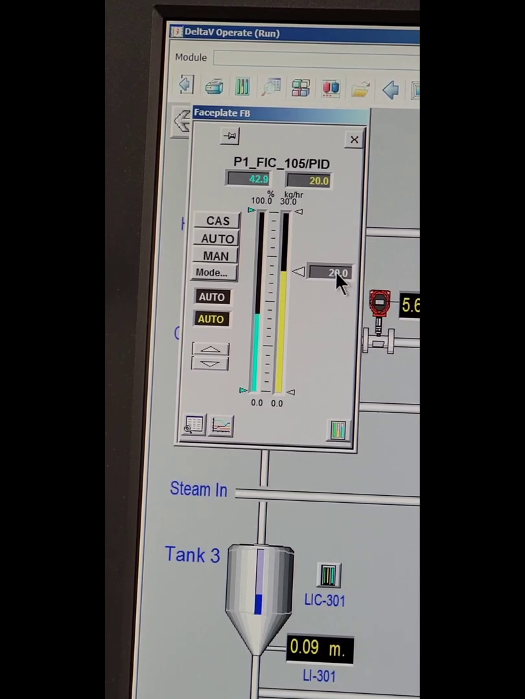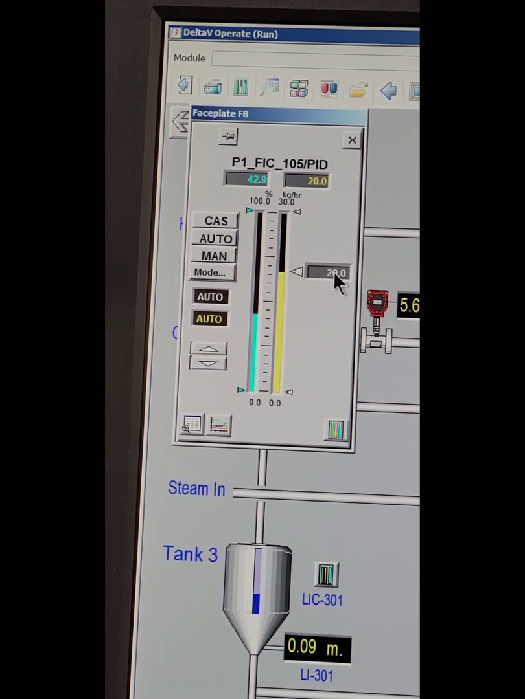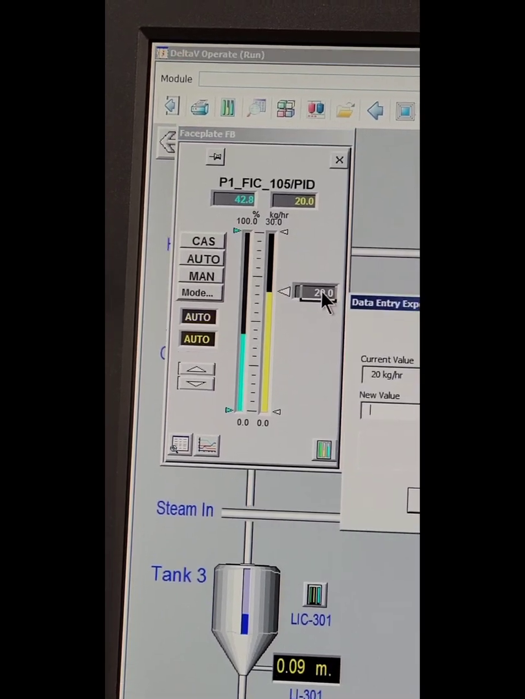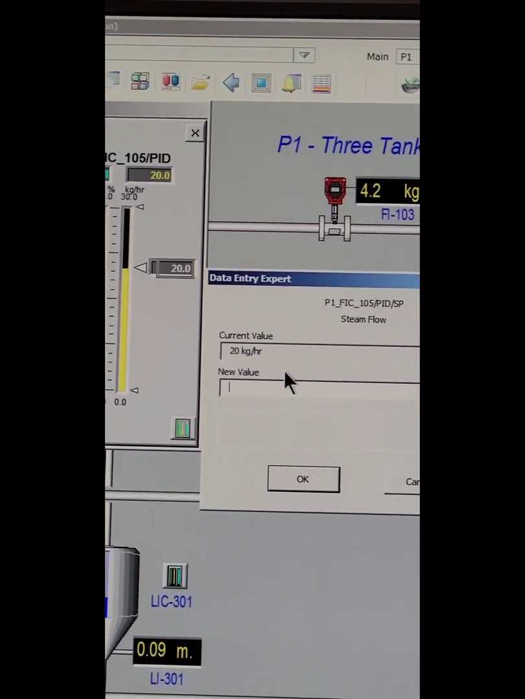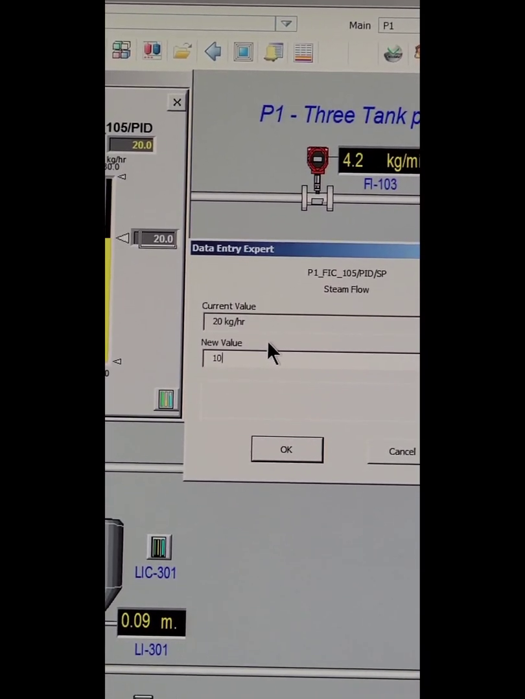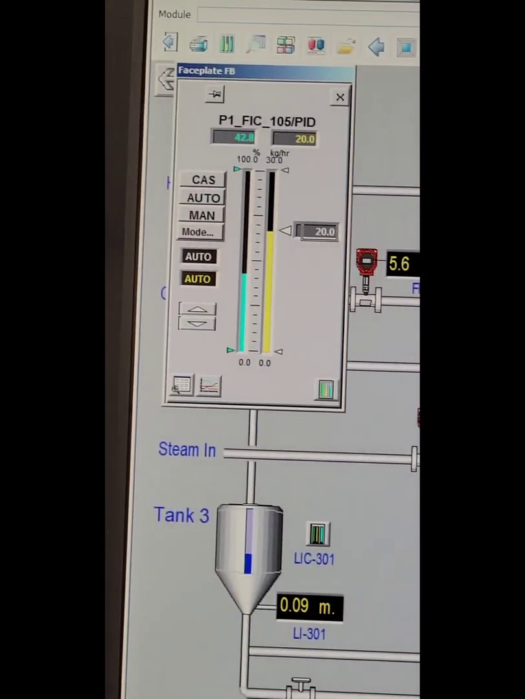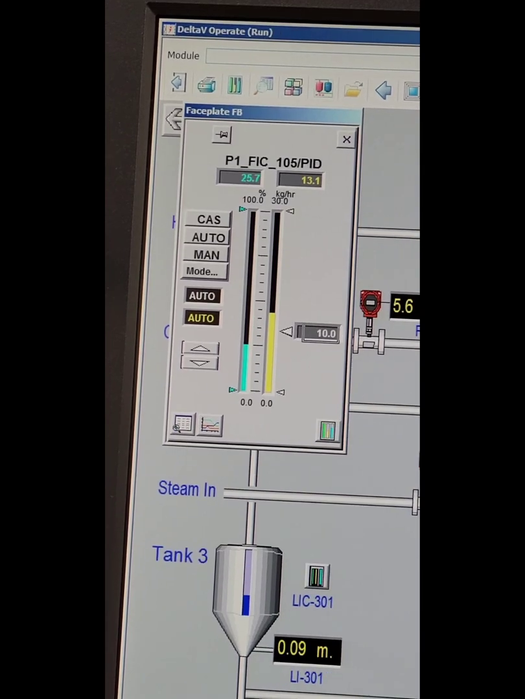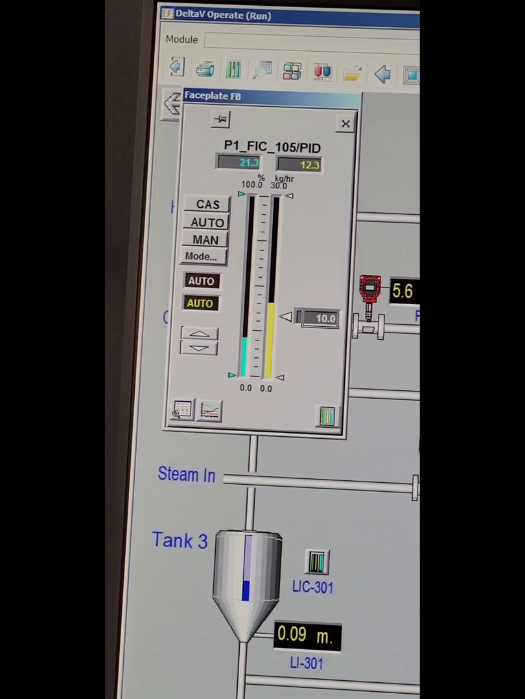Then we have negative step change. So we decrease the set point of steam by 10. So it was 20, I put it to 10 right now to have a negative step change. And again, we should wait until steady state is reached.